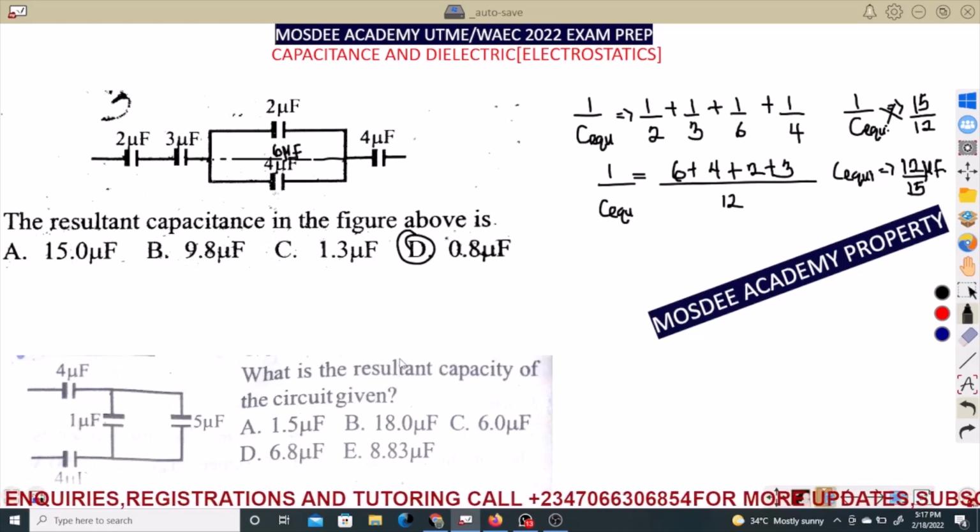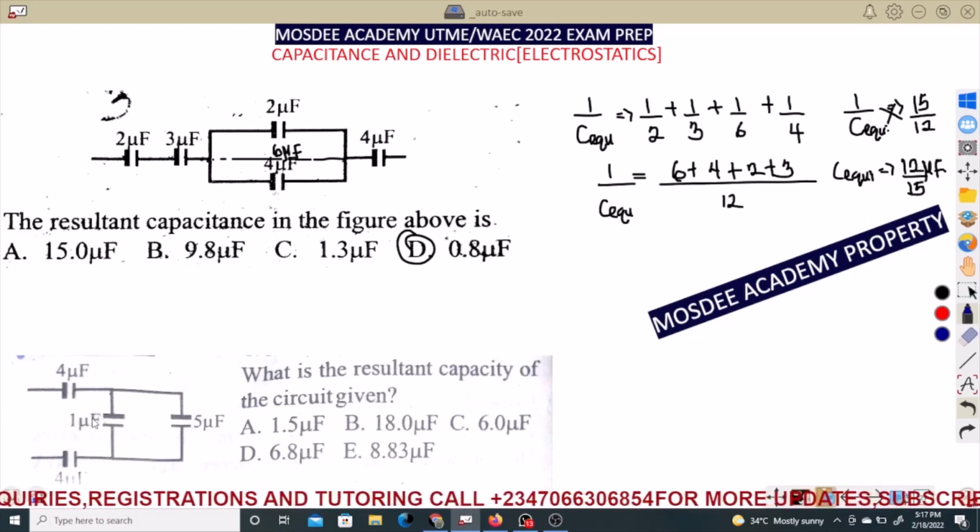The next question is also talking about equivalent capacitance. The academy team are giving us many questions on equivalent capacitance. And for this type, we call it a ladder capacitor. Now, to understand the concept of ladder capacitor, wait till I get to the concept of electricity, which is a course on its own.